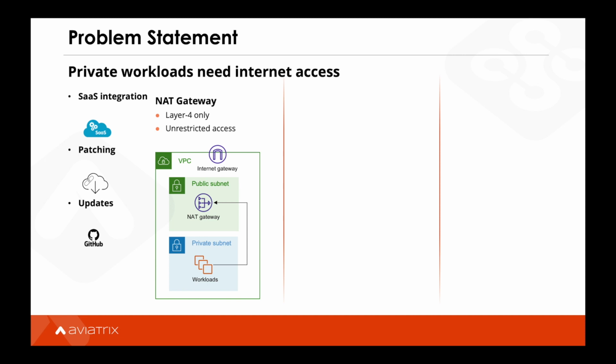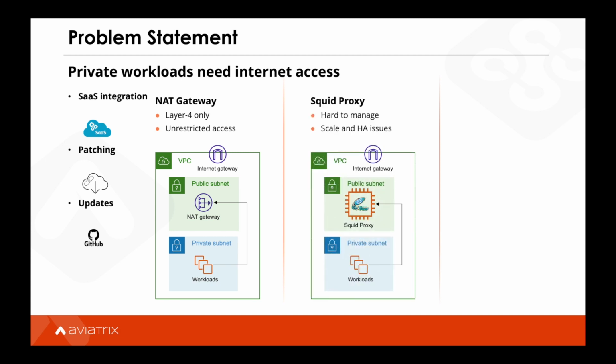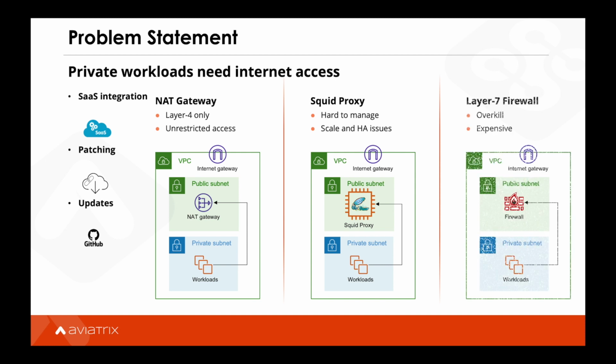What if you were to use a NAT gateway? It turns out a NAT gateway will open up all outbound traffic. That's not very secure. It makes your entire infrastructure susceptible to data exfiltration that could break your compliance model. What about a squid proxy? Well, squid proxy is very difficult to manage and has well-known scale and high availability limitations. You could use layer 7 firewalls, but those are expensive solutions, especially when you deploy them in every VPC and in a highly available manner. It becomes an overkill. So what's the right solution?